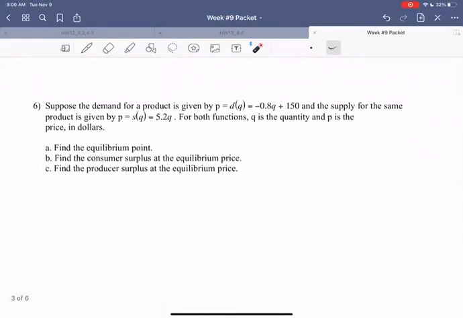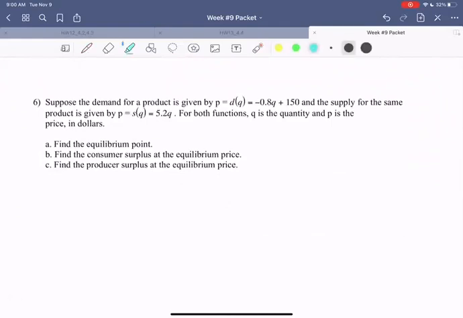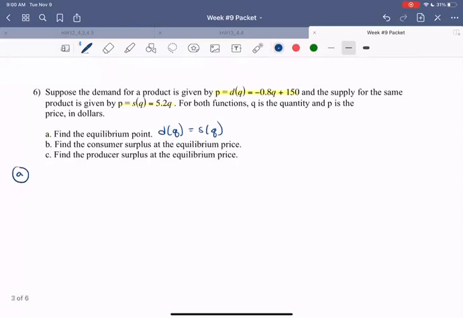Suppose the demand for a product is given by the function that I'll highlight here: P equals D of Q equals negative 0.8Q plus 150. So this is our demand function. And the supply for the same product is given by our supply function, 5.2 times Q. For both of the functions, Q is the quantity and P is the price in dollars. Part A says to find the equilibrium point. Recall the equilibrium point is where the demand of an item is equal to the supply of the item. So to find part A, we need to set up that equality and solve for Q. Let's go ahead and do that.